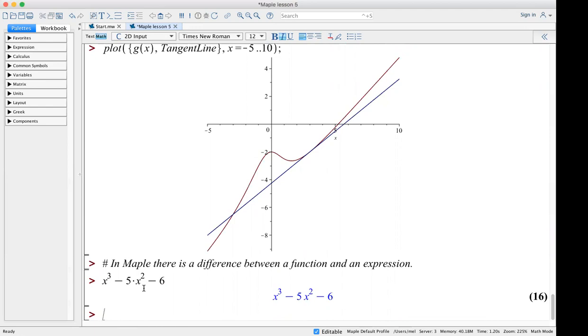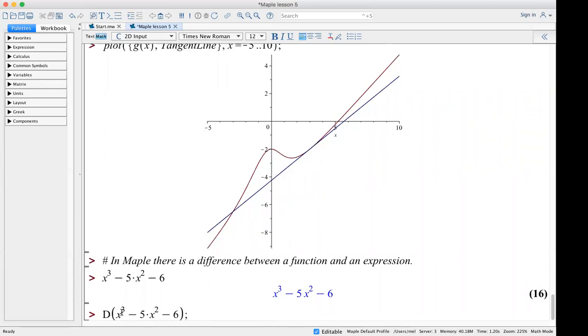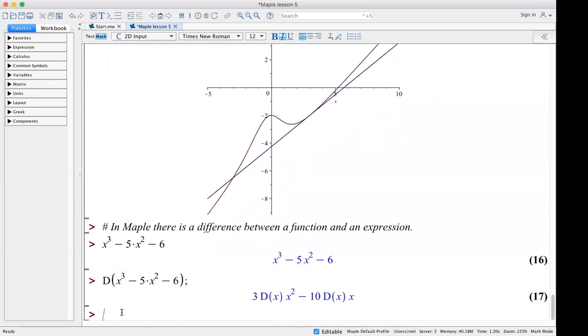And if you try to differentiate this expression, you will not get what you know is the derivative, 3x squared minus 10x. You get something gibberish that's not right. So this isn't good. This, let's just say, is not the derivative of the expression.